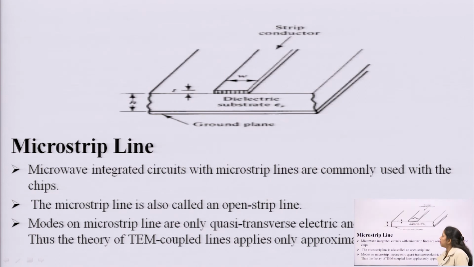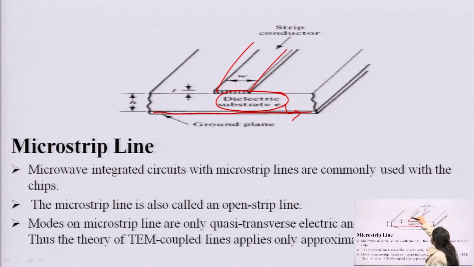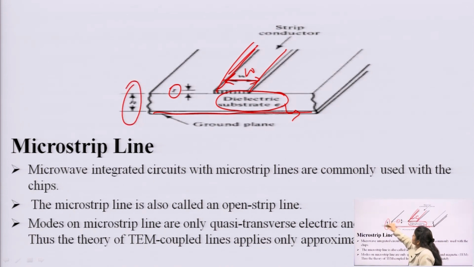So, this is a picture of a microstrip line, which basically consists of first a substrate having a particular permittivity, and this contains a ground plane, and on the top side we will create a strip line conductor having a particular width and a particular thickness. This dielectric substrate also has a thickness, and this thickness is always very small as compared to the wavelength of the frequency for which this is designed.